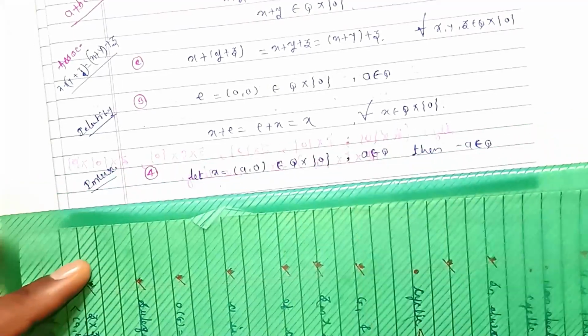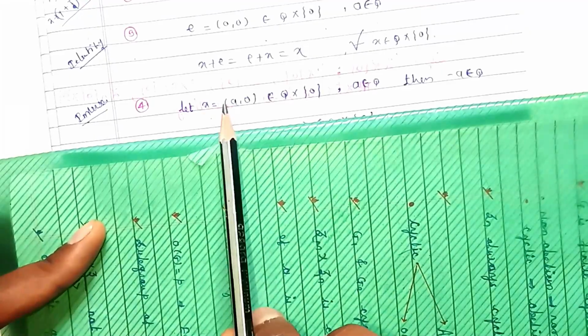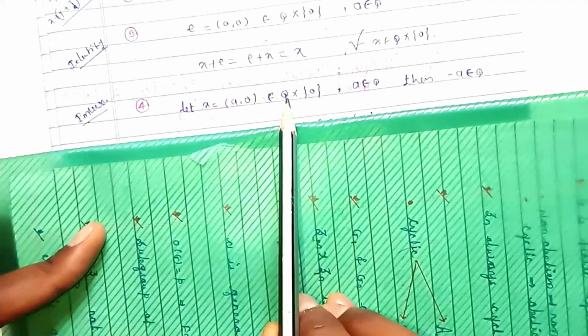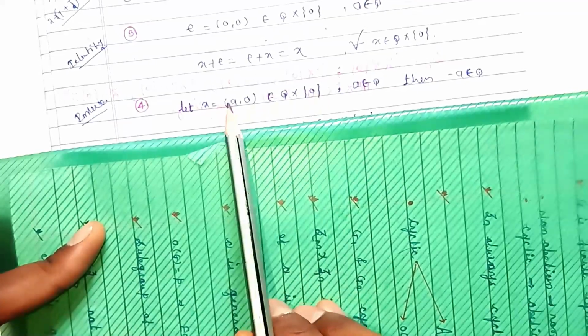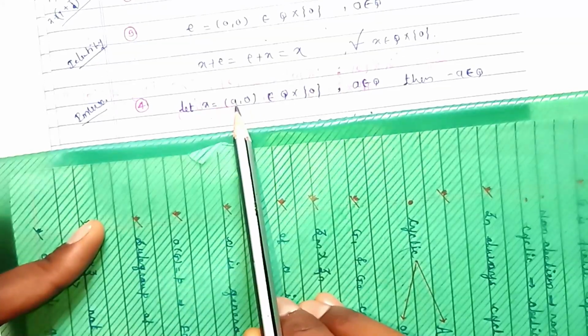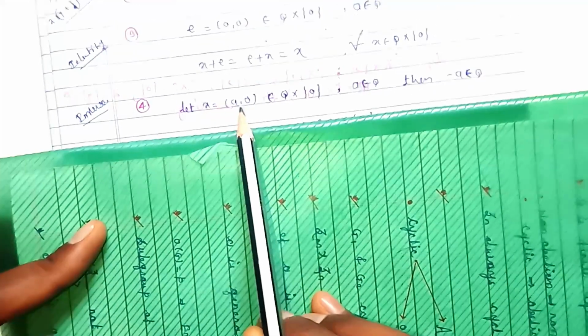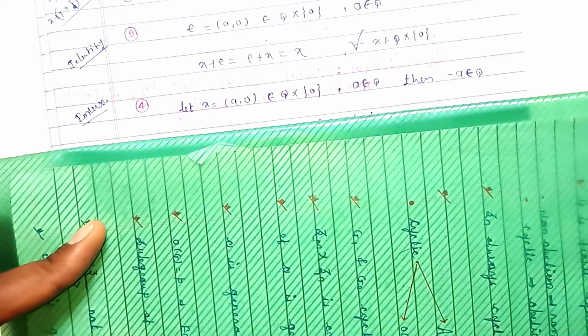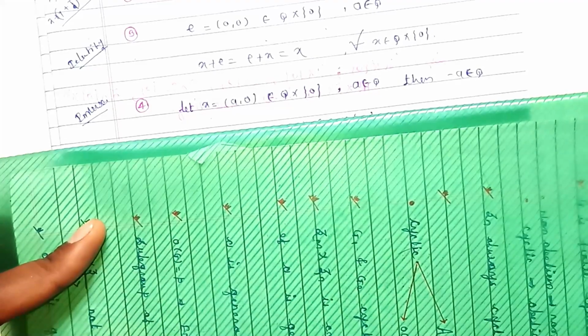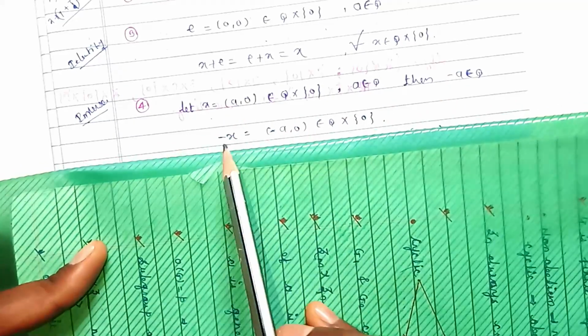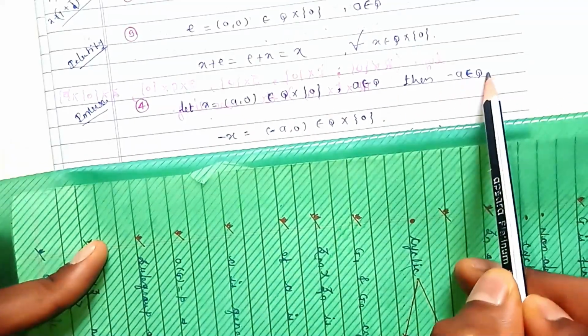So here for the inverse, I consider x as (a, 0), which is from Q cross singleton {0}. A is from Q and 0 is from {0}. So I want the inverse for (a, 0). We know that we want the ordered pair which, when added to (a, 0), gives the identity element (0, 0). Then the only possible option is (minus a, 0). When we add a to minus a, we get the identity element. So we got the negative of a, which is also from the rationals.